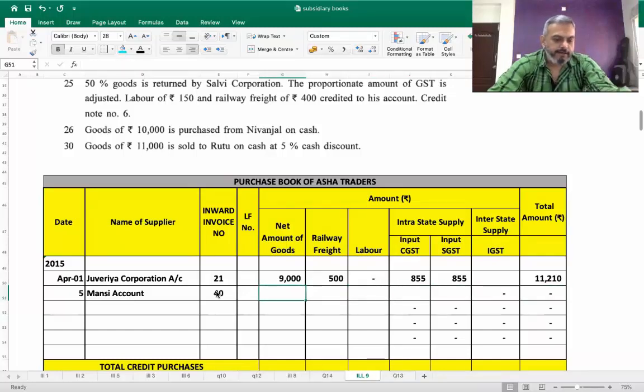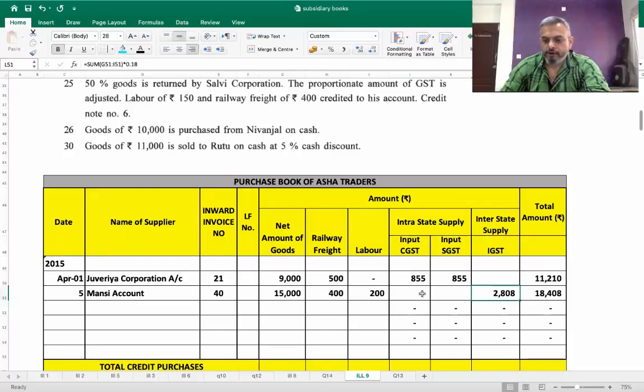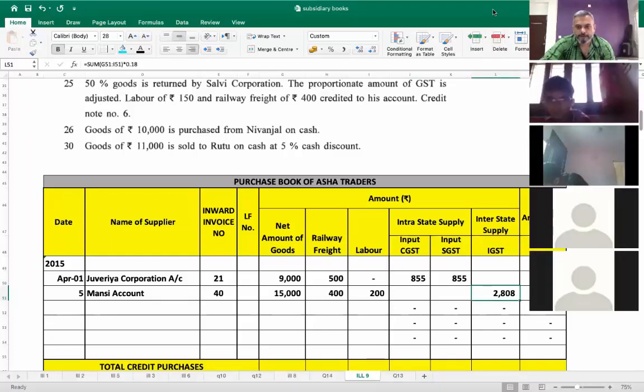Now the amount is 15,000 and no trade discount, so directly 15,000. Railway freight 400, labor 200. 18% we have to calculate on 15,000 plus 400 plus 200, so 2808, plus is equal to 18,408. Got it? Should I proceed?